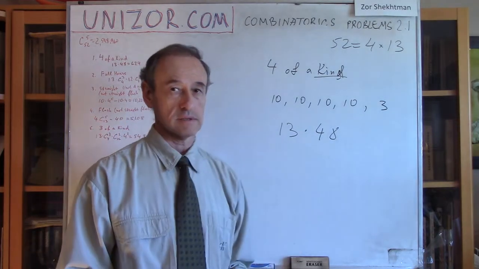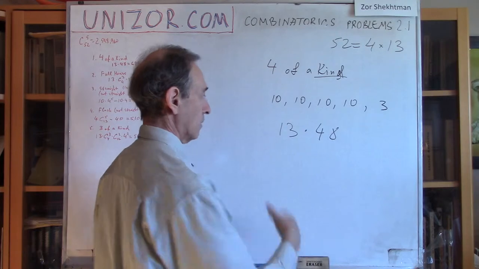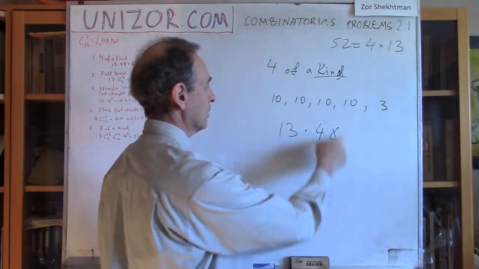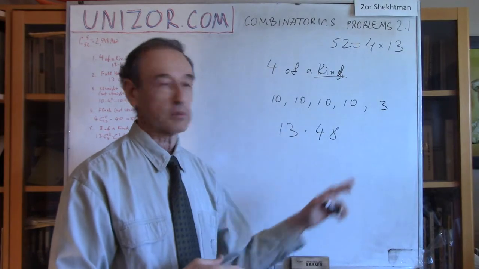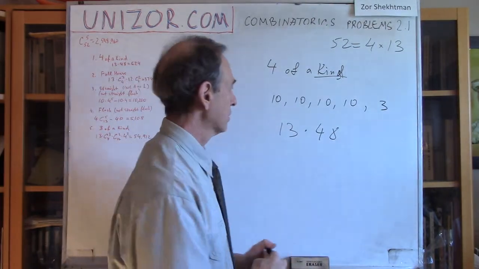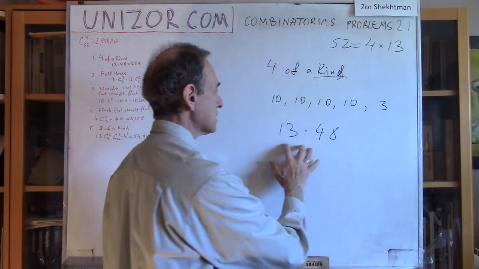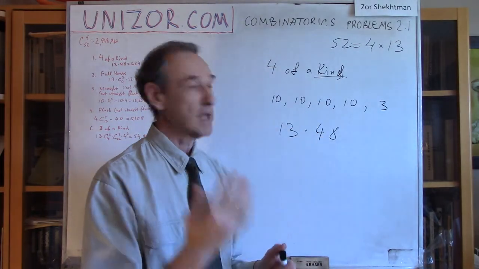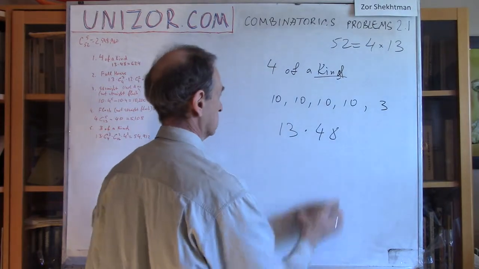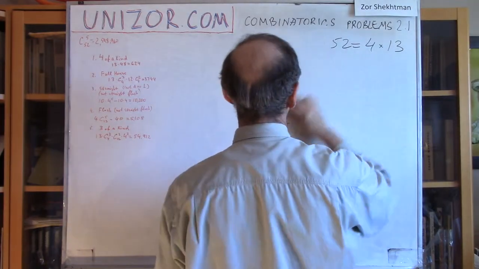This is the answer. Now, my notes usually contain the final result, final number, and during this lecture, I'll probably stop on something like this. I don't want to calculate the result. You can get it from the notes. But this is a number of different combinations which contain 4 of a kind. Next problem.